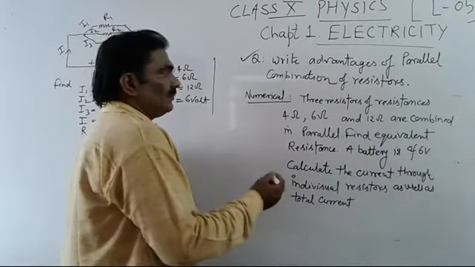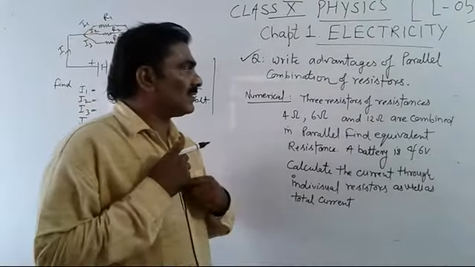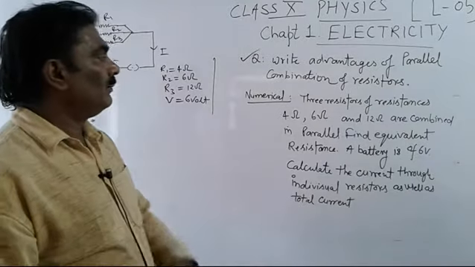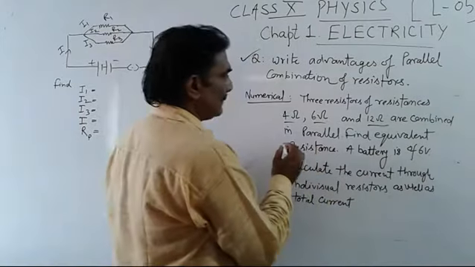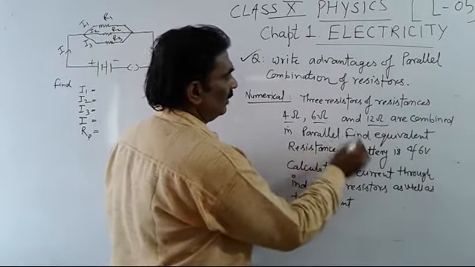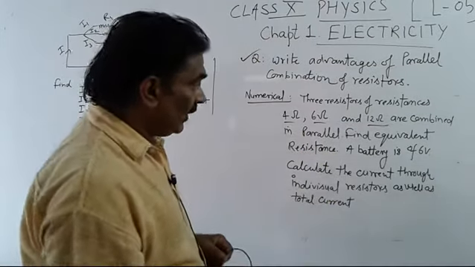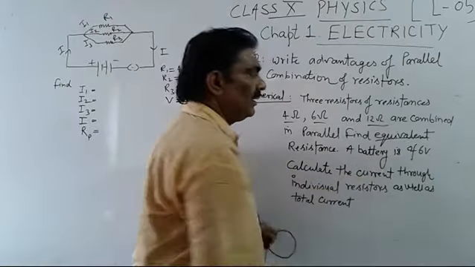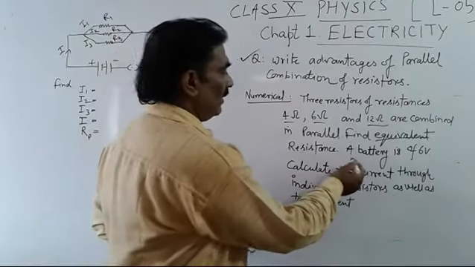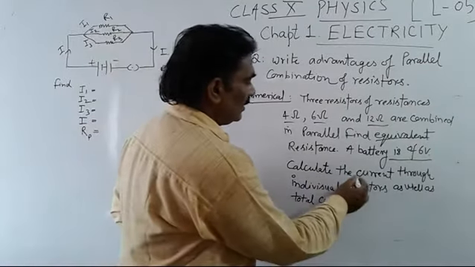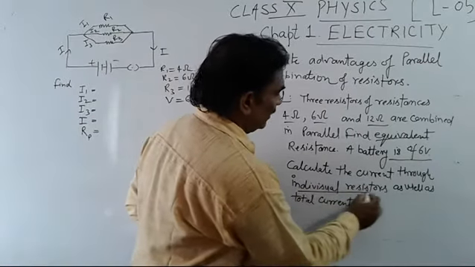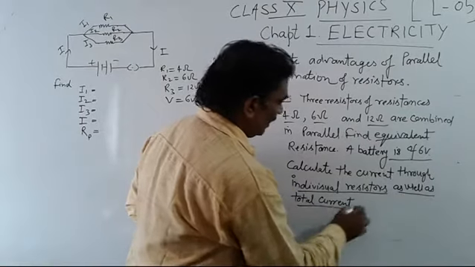Okay students, now this is a numerical based on parallel combination of resistors. Three resistors of resistances 4 ohm, 6 ohm and 12 ohm are combined in parallel. Find the equivalent, that is total, resistance. A battery of 6 volt is applied here. Calculate the current through individual resistors as well as the total current.